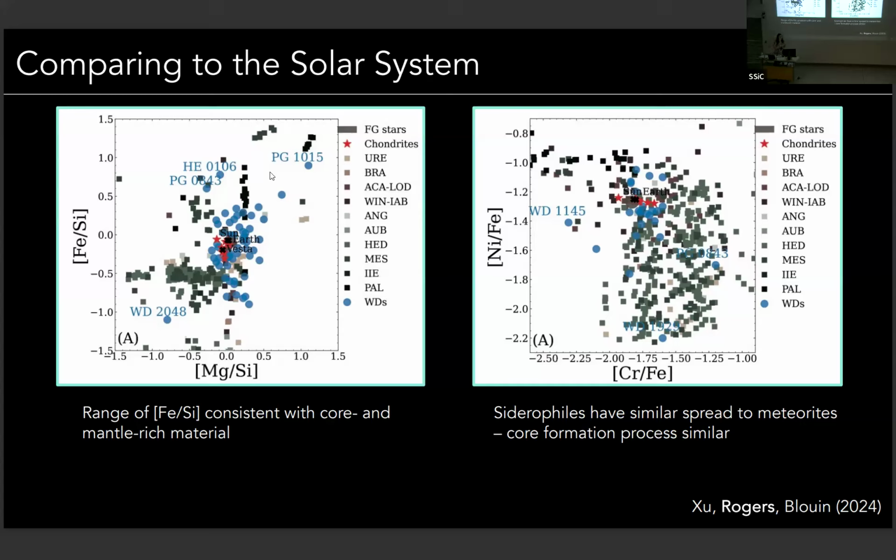And when you start to get a really good buildup of elements, you can really understand the geology and the conditions under which core mantle differentiation happened. So for example, on the right, we're just looking at the siderophile elements. So we've got nickel to iron and chromium to iron. And again, these seem to have a similar spread to meteorites in our solar system. So it's actually really likely that the processes that are governing core formation are pretty universal across exoplanetary systems.